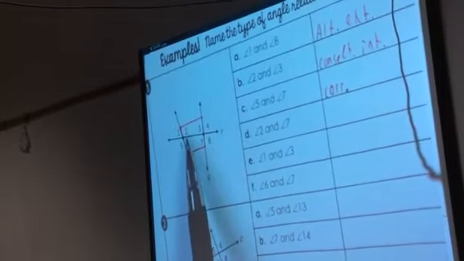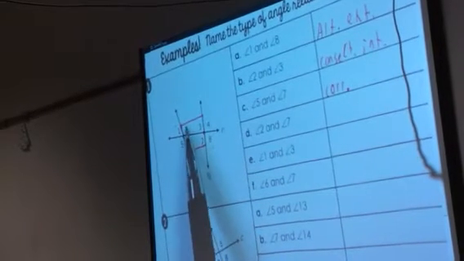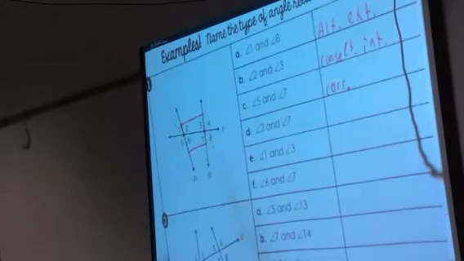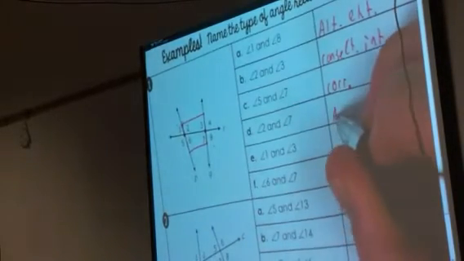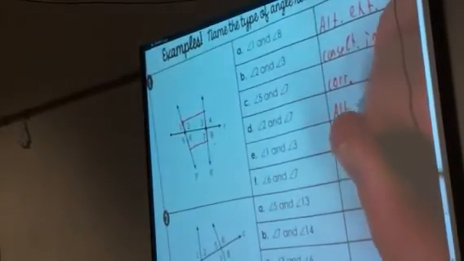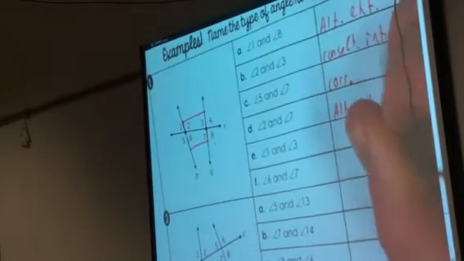D, the 2 and 7. 2 is on top, 7 is on the bottom of the transversal, so they are alternating. Are both of them inside my box or outside my box? So alternating interior.